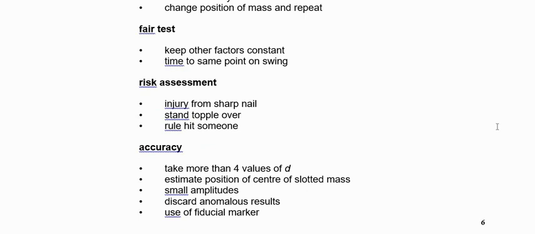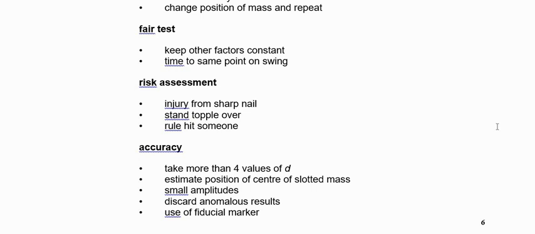In order to keep something a fair test, you have to make sure that it is the independent variable that's affecting the dependent variable. It's basically asking, how are you going to keep the control variables the same? So you need to make sure that you're timing from the same point on the swing. You need to make sure that you are lifting it to roughly the same distance.